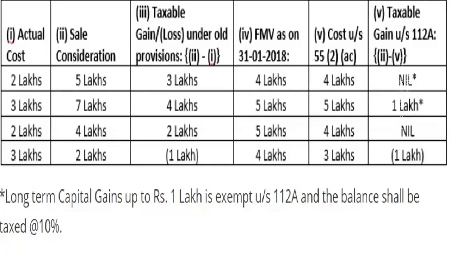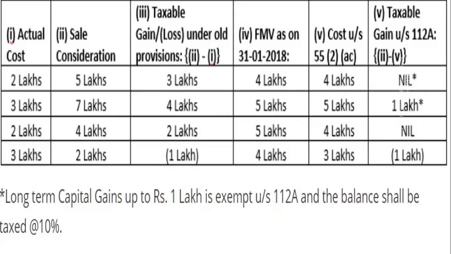Now this is for the purpose of considering how the 1 lakh benefit would be available. My actual cost is 2 lakh. My sale value is 5 lakh. So 3 lakh is the gain, but the fair market value as on 31st January 2018 is 4 lakh. So 112A considers the value as 4 lakh. 5 lakh minus 4 lakh is 1 lakh, but the exemption is 1 lakh under 112A. So in the first row, I don't have to pay tax.